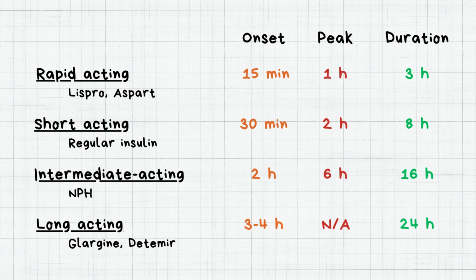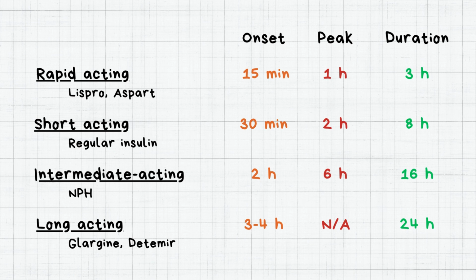It is also important to know the peak time because that is when patients are most at risk for hypoglycemia. The peak time for each type respectively is 1 hour, 2 hours, 6 hours, and how many hours for the long-acting? None. There is no peak time for long-acting.